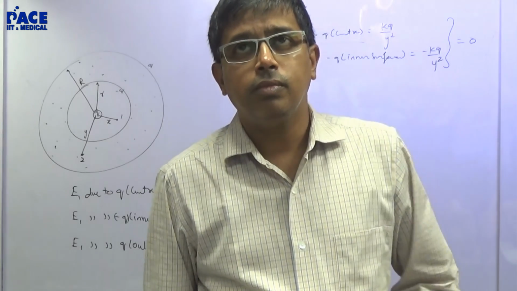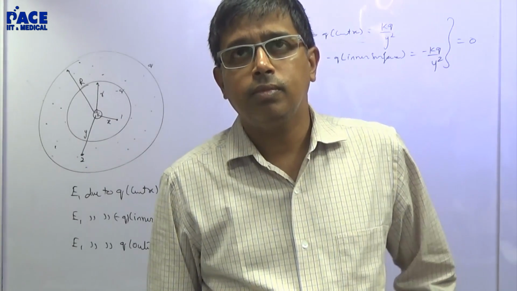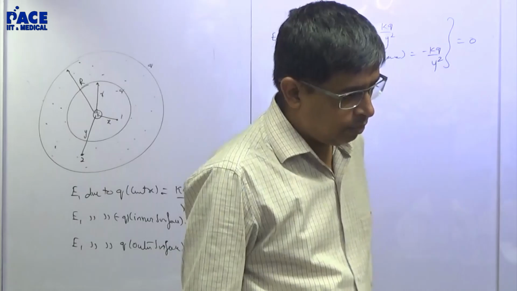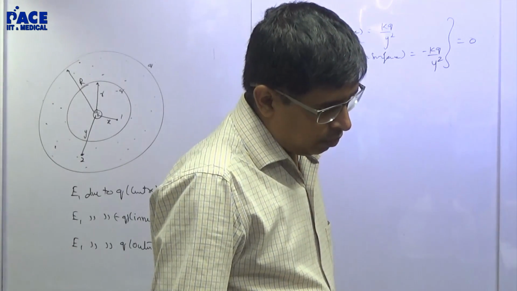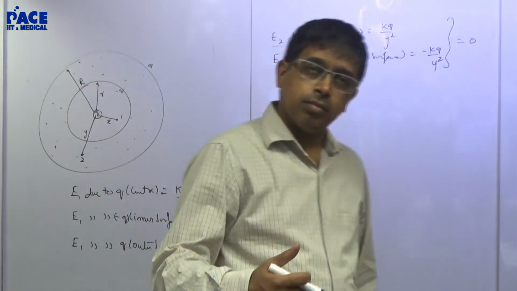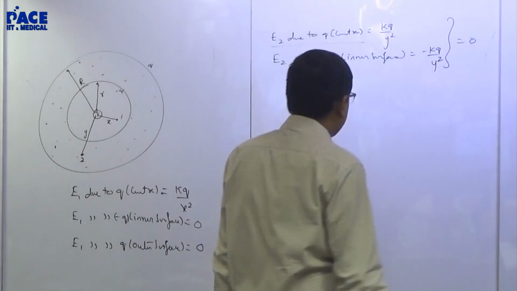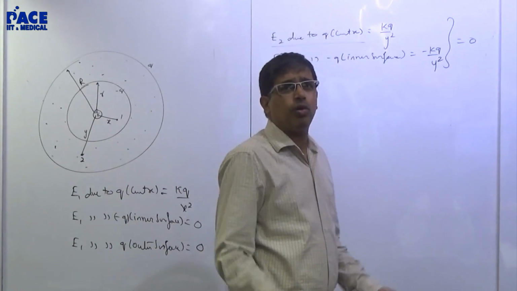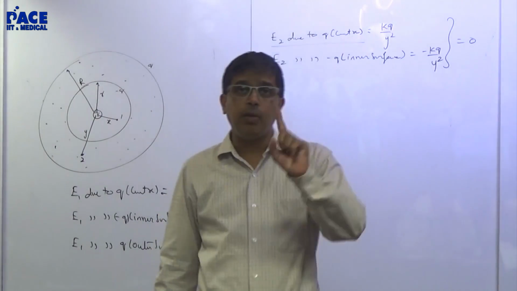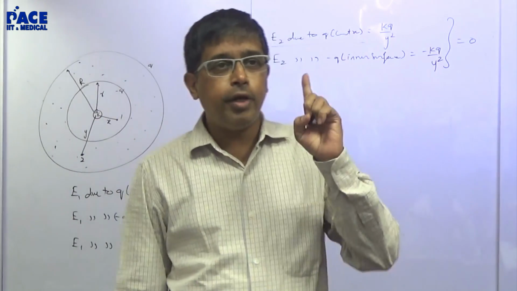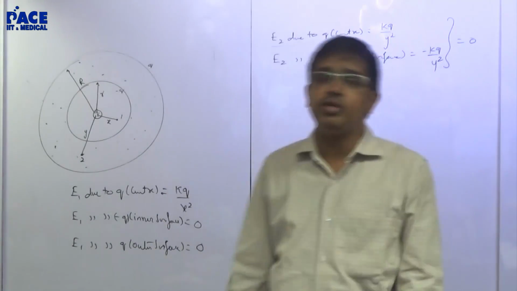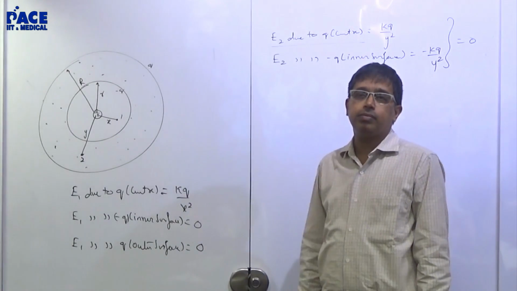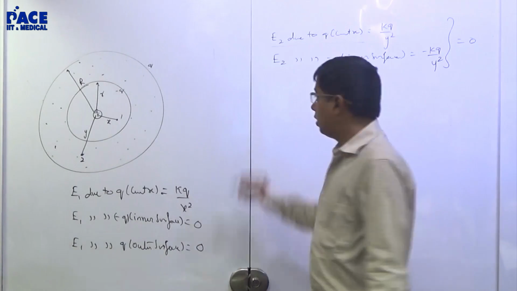Sir, if the question setter asks the field inside the metal, not stating whether it is E1 or E2, then what will be the answer? Net field will be 0. Net field will be 0. Field due to Q1 will not be 0, or field due to Q2 will not be 0. Okay, sir. Thank you, sir.